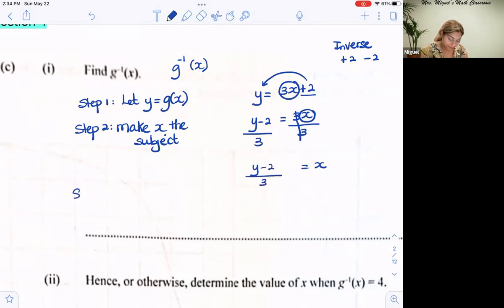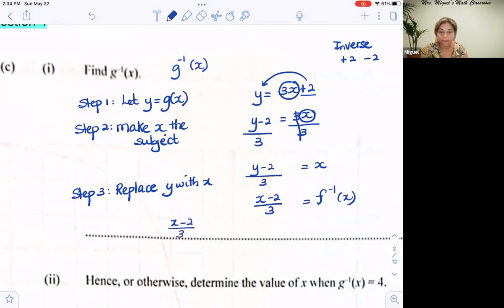And the final step, step 3, replace y with x. So this becomes x minus 2 over 3, and this is g inverse x. So the answer, x minus 2 over 3. So the inverse performs the opposite operation. We have to eliminate plus 2 by subtracting 2, and we have to eliminate multiply by 3 by dividing by 3. So go ahead and take it up.